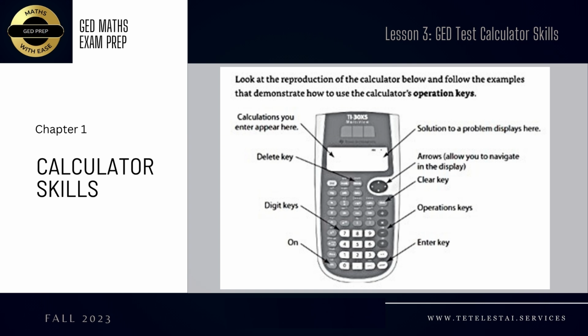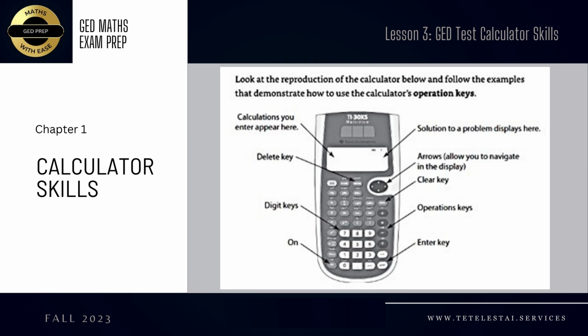This is the clear key that you would use in that instance. So you would navigate over to the number that you need to change using these arrows, and then you would delete using this key, but you would clear using this key. Okay, sorry about that. So if you wanted to delete a particular number, use this key. But if you want to clear the entire screen, use this key.